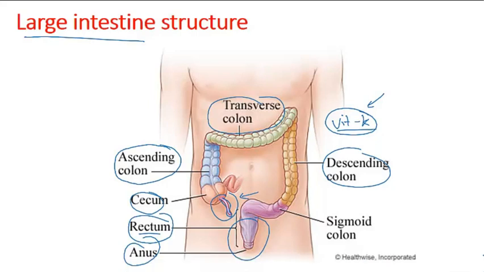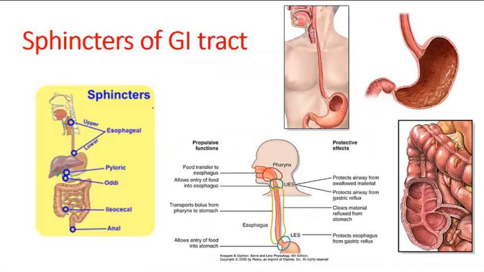Now we will see some other accessory parts of the digestive tract that also help in the process of digestion and absorption of the food. One of such things is sphincters. Sphincters regulate the passage of food from one region of the digestive tract to the next, and then finally it helps the feces to get out of the body. So the role of sphincters in controlling digestion is huge.